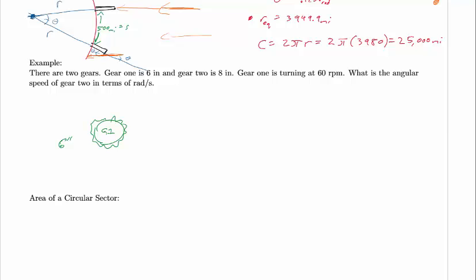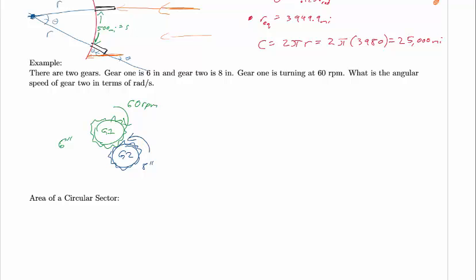And we'll say it's turning this direction. Then we've got our gear 2. And this one must be turning this direction in order for them to match up. And again, that is 8 inches. Gear 1 is turning at 60 RPM. That would be rotations per minute.